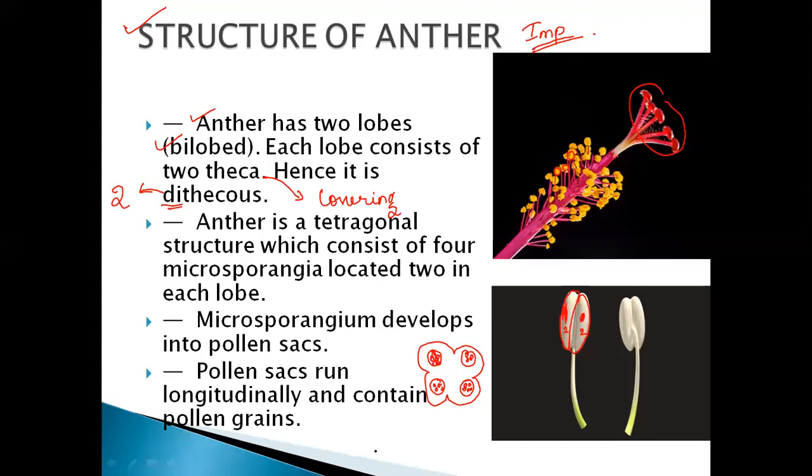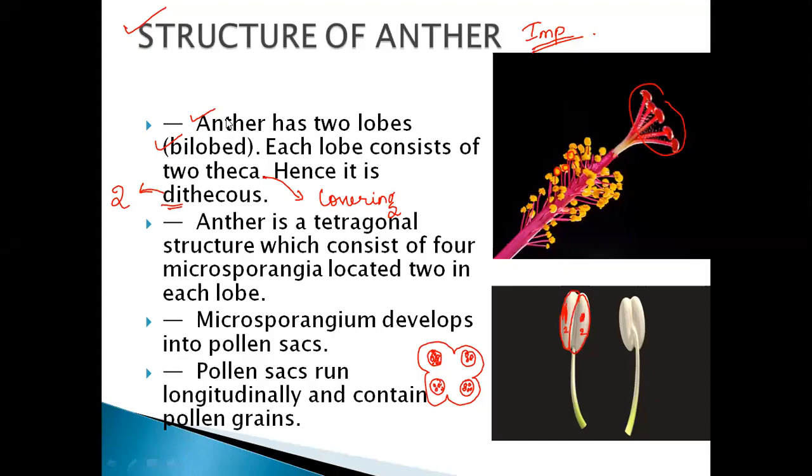And this tetragonal structure. Now, what is the structure of the anther here? The structure of the anther is bilobed. Each lobe consists of two theca. Two theca means covering. Hence, it is known as dithecous, because it contains two coverings. Anther is a tetragonal structure, consisting of how many microsporangia? Four microsporangia, two in one lobe and two in the other lobe. Microsporangium develops into pollen sacs where the pollen grains develop.